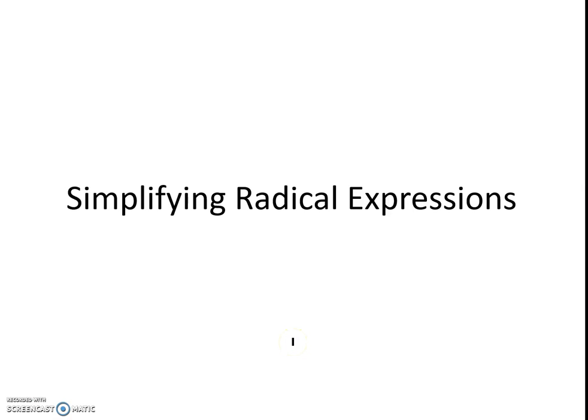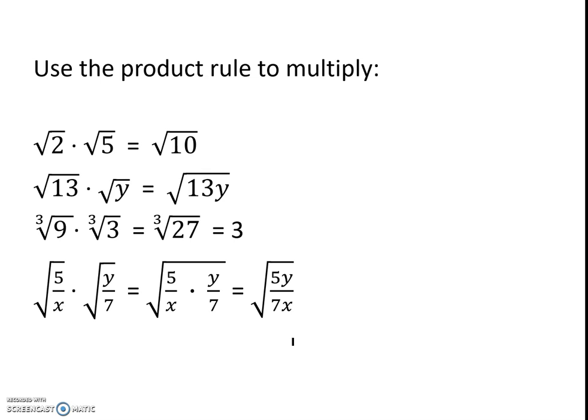Today we're going to be looking at simplifying radical expressions. Use the product rule to multiply. The square root of 2 times the square root of 5 gives us the square root of 10. The square root of 13 times the square root of y is just the square root of 13y.